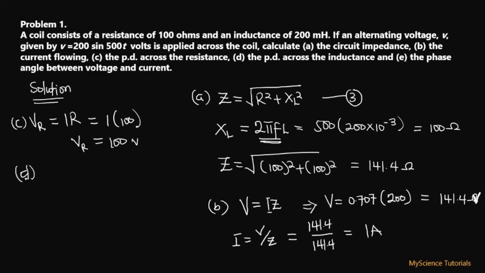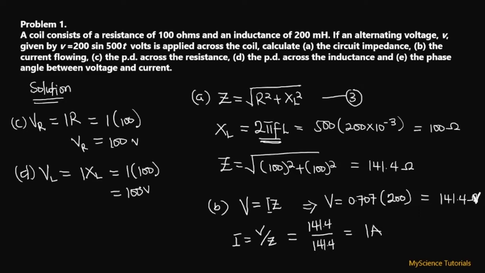Now let's move to D. We have to find the potential difference across the inductance. So VL. Now VL is equal to IXL, where I is the current and then XL is the opposition to the flow of current in this particular circuit when there is an inductor. So it's inductive reactance XL. So from here we know our current is 1, and then our inductive reactance XL is also 100. So we have 100 here. So this is also going to give us 100 volts.